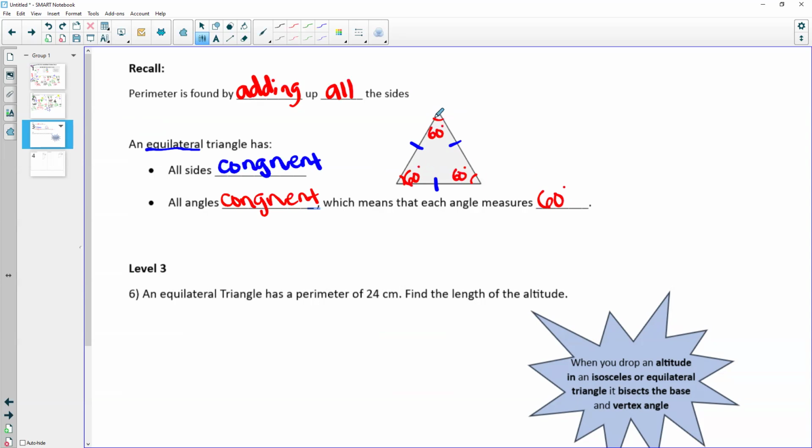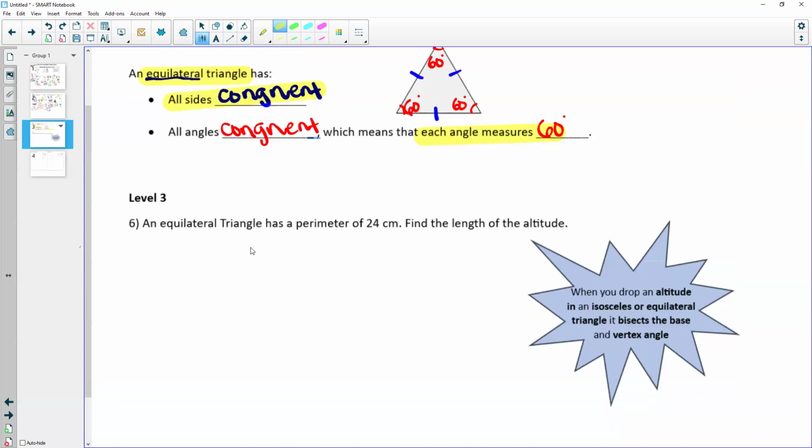This is super, super important because we do run into special word problems that deal with this. If you have an equilateral triangle, things to remember are that all sides are congruent and each angle measure is 60 degrees. We're going to use that to help us with number 6. Number 6 says an equilateral triangle has a perimeter of 24 centimeters. Find the length of the altitude.